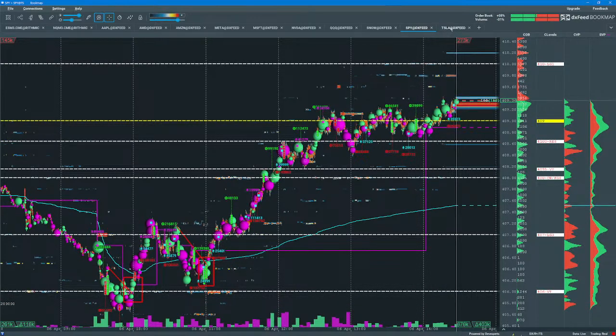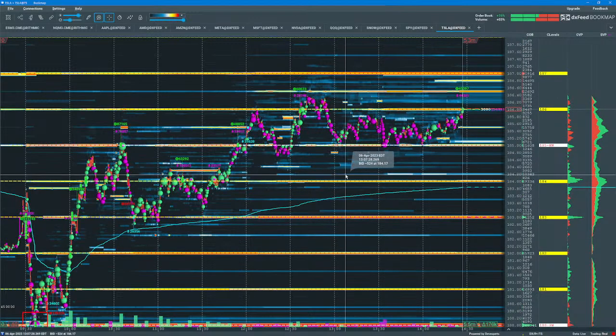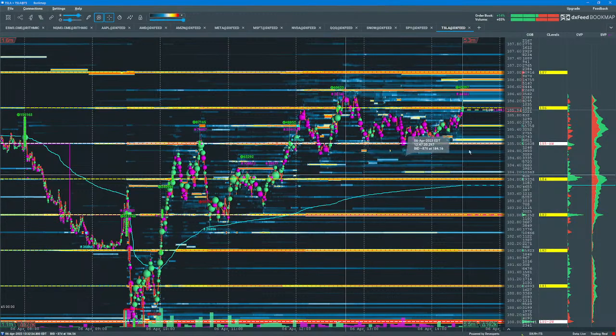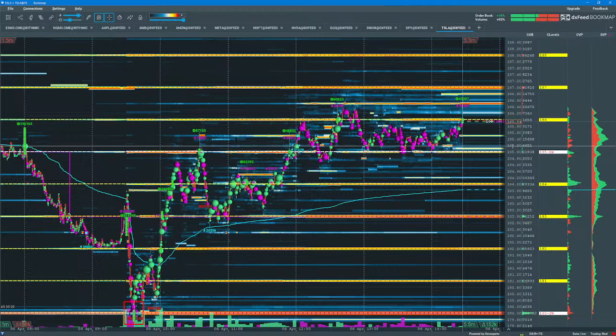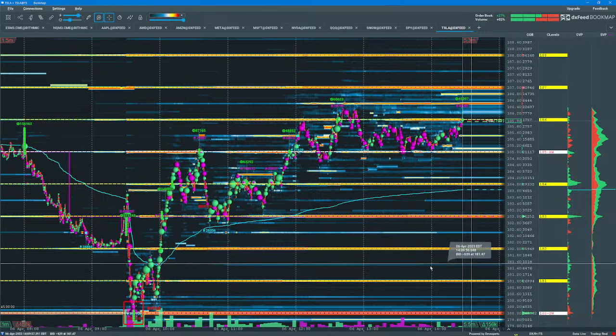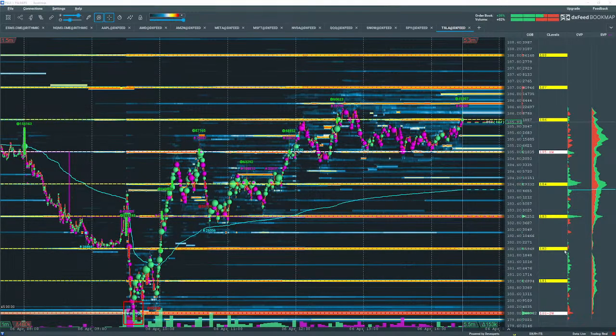Let's take a look at Tesla. And for Tesla, my initial thesis for the day was bearish. The key gamma strike, hedge wall, and put wall all dropped, but that certainly didn't work out. And you can see the reversal higher at the 180 put wall.